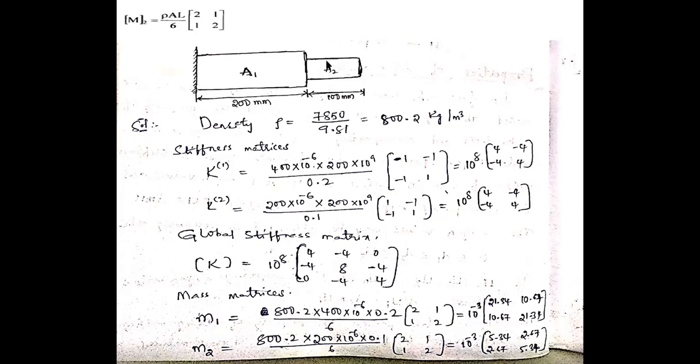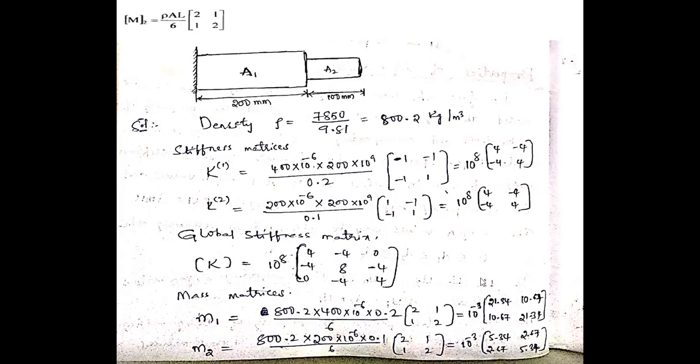Similarly, for the second element you have to calculate the consistent mass matrix, that is M2. The formula is again rho A L by 6 into [2 1; 1 2]. Using this formula, it is possible to find it. After simplifying, you will get the consistent mass matrix for the second element equal to 10 to the power of minus 3 into [5.34 2.67; 2.67 5.34]. So this is the consistent mass matrix for the first and second elements.